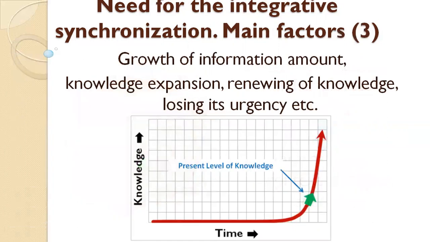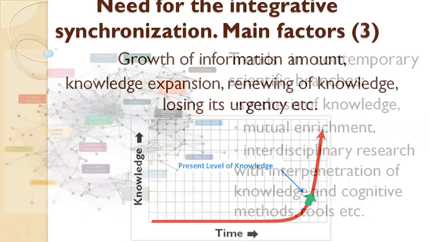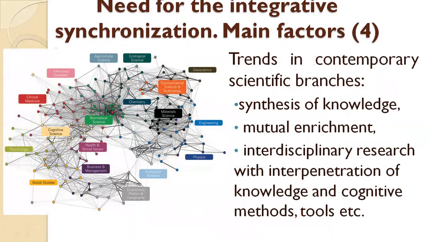Also, the growth of information amount, knowledge expansion, renewing of knowledge, and losing their urgency. And definitely the trends of contemporary scientific branches: the synthesis of knowledge, mutual enrichment, the interdisciplinary context of research with interpenetration of knowledge and cognitive methods, tools, and so on.